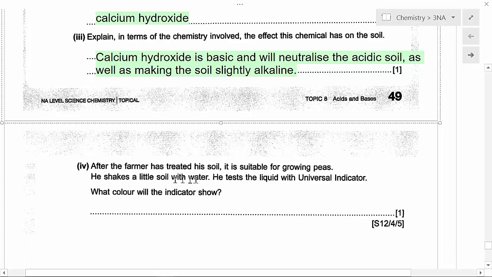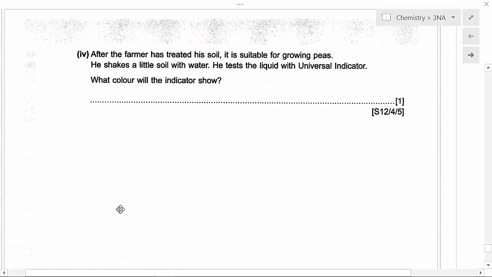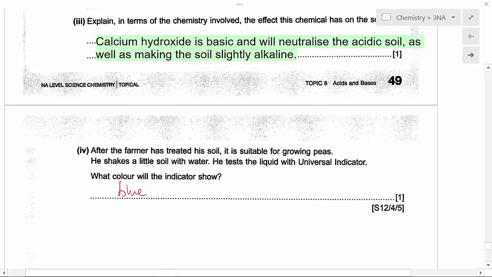He shakes a little soil with water and treats the liquid with universal indicator. What color should it be? If it's slightly alkaline, what do you think the color should be? Answer should be... ROYGBIV. So answer should be blue. Alright, it should be slightly alkaline, so blue in color.